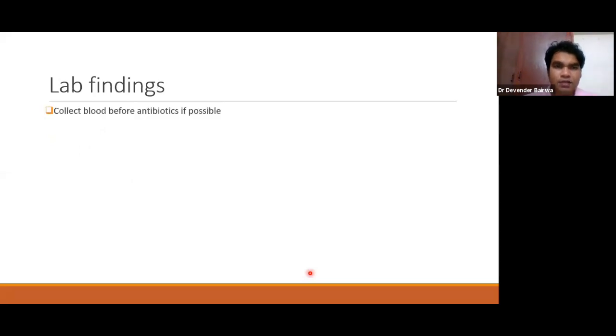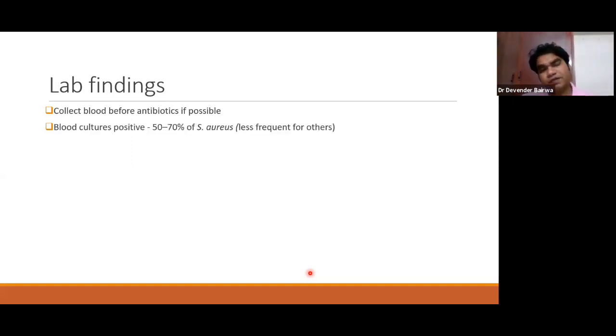Lab findings. Whenever a patient is presented to you with possible septic arthritis, it is always good to collect blood before antibiotic therapy if possible. If it is not possible, you should not delay your antibiotic therapy, because rapid, early treatment is the best for the patient. So blood culture, if you collect, then in case of Staph aureus, you will find blood culture positivity in 50 to 70% of cases. But the rate is lower for others, probably because it is difficult to grow them in a simple medium.